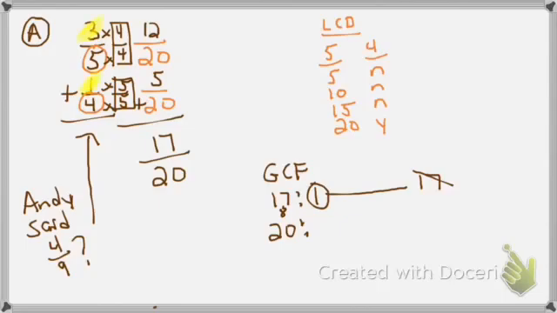If Andy added 3 plus 1 without making common denominators, that would have been 4, which was the numerator he had. And if he added 5 plus 4, thinking that you can add denominators, that would have been 9, which was the denominator that he had. So I think Andy's mistake is he doesn't know how to add fractions. He simply added the numerators and denominators. And we all know that's not the correct way to add fractions.